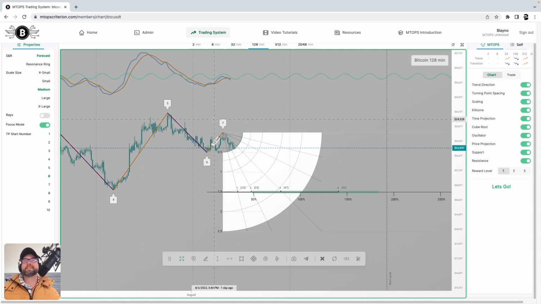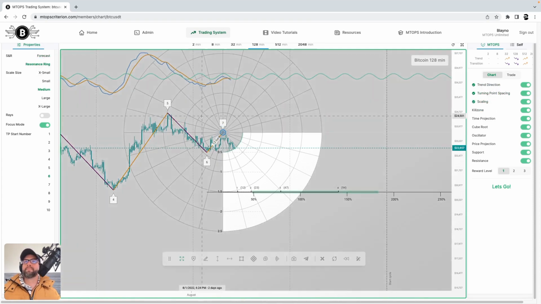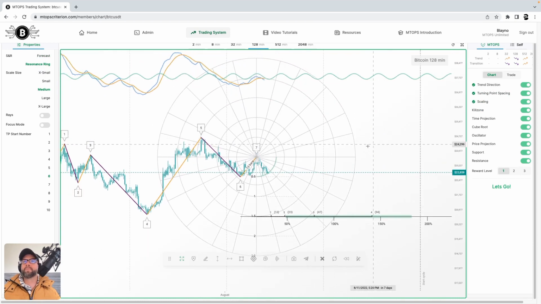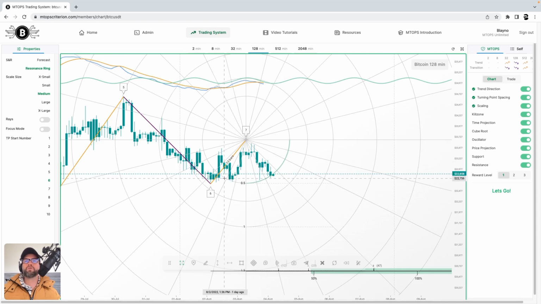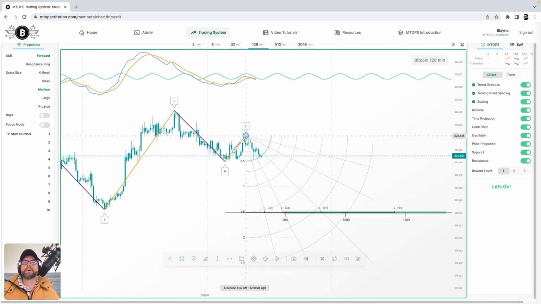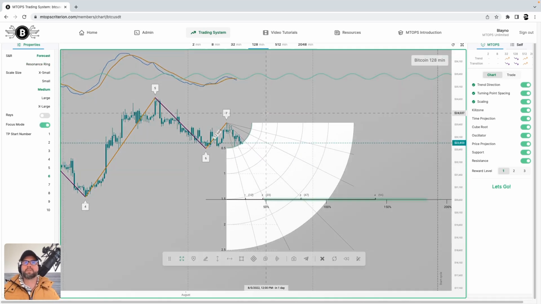So trend direction, 7 below 5. Turning point spacing, as we just spoke to, it's possible that that could be a 7. From a scaling perspective, I'm going to go to our resonance ring, take focus mode off, see where it has. The data isn't too strong in this environment because it was just a small transition over there, so I'm not really going to use the resonance ring on this one. Let's get back to our forecasting, support and resistance setup. Move down to kill zone. That looks like a well-built kill zone, so I'm happy with that.